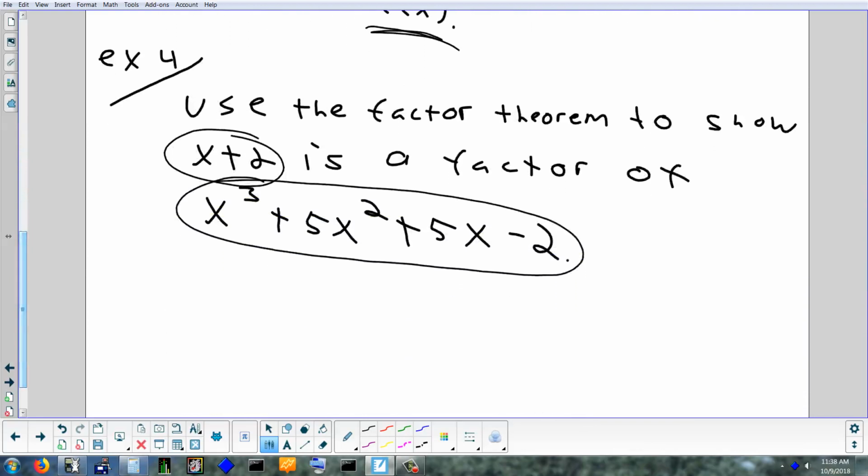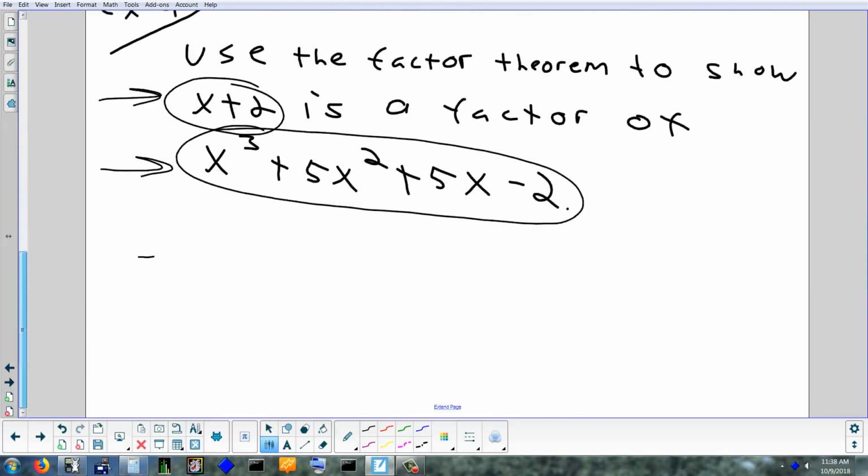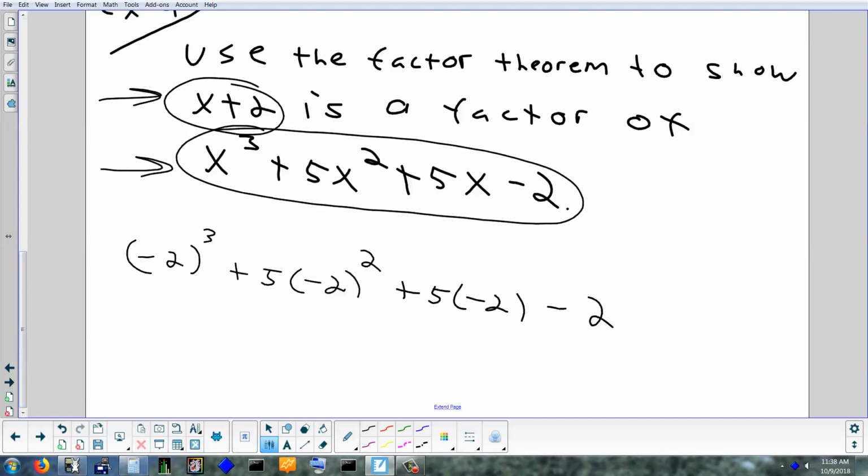All right. So what would be the number that I would plug in to my polynomial? This is where I get the number that I'm going to plug in. Yep. -2. So I'm going to do -2 cubed plus 5 times -2 squared plus 5 times -2 minus 2. So I'm checking if -2 is a root in this polynomial. What does that really mean? You're checking to see if you get a remainder of 0.